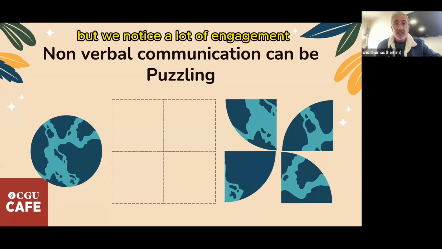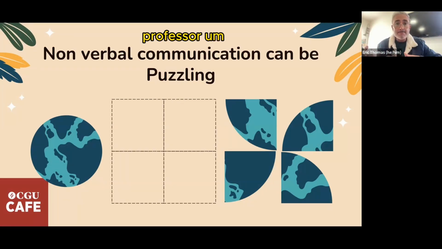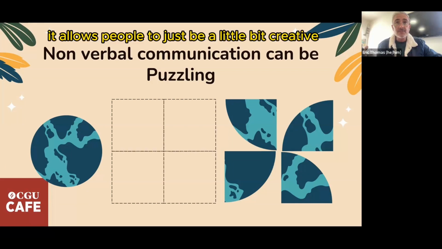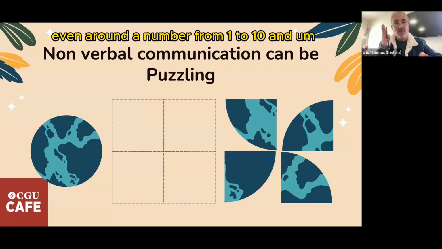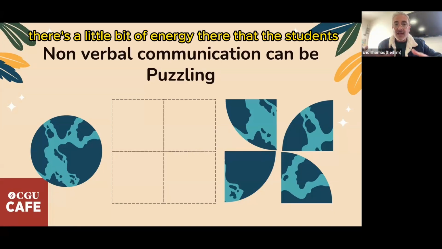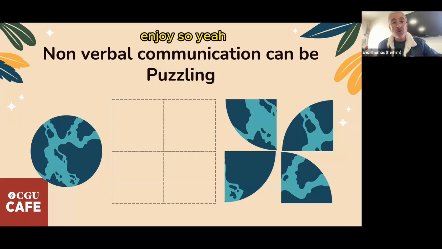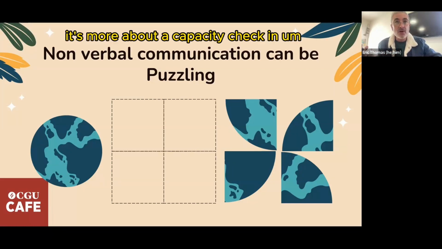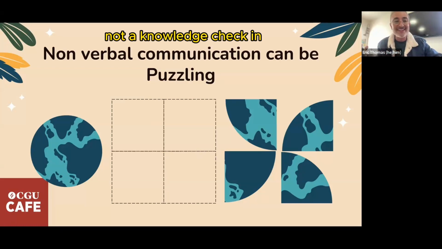But we notice a lot of engagement, Professor. It allows people to just be a little bit creative, even around a number from 1 to 10. And there's a little bit of an energy there that the students enjoy. So yeah, it's more about a capacity check-in, not a knowledge check-in.